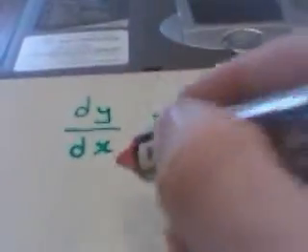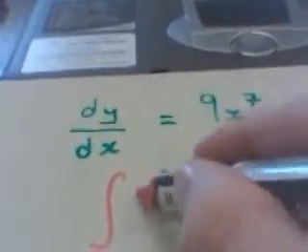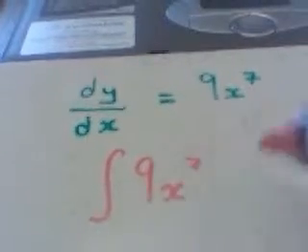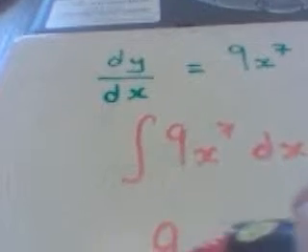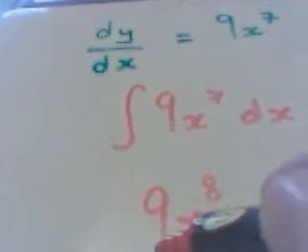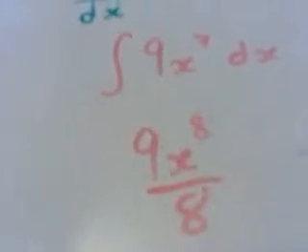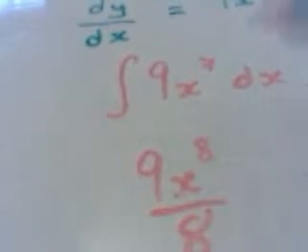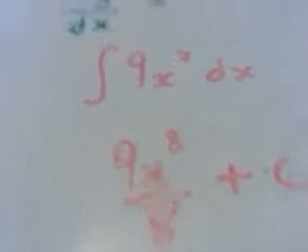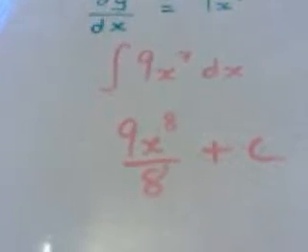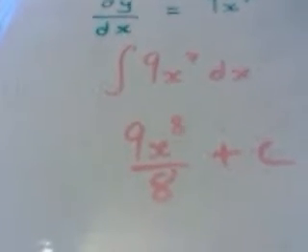Here's another example. So we're going to integrate 9x to the 7 with respect to x. So we're going to add 1 to the power and divide by the new power. Not forgetting there could be a constant term that we've eliminated, so let's include it there. So the correct answer is 9x to the power 8 over 8 plus c.